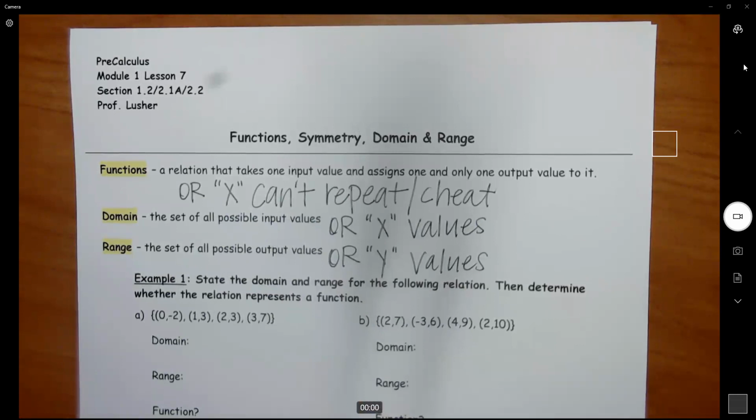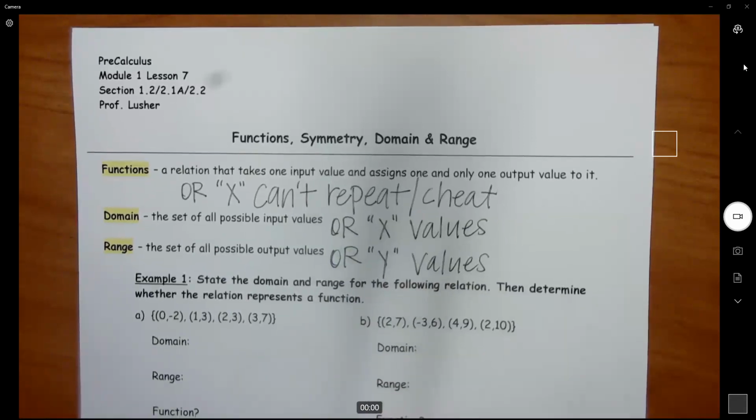And then domain is the set of all possible input values, or in other words, your X values, while range is the set of all possible output values, or those are your Y values. So if you like those better, write those down.